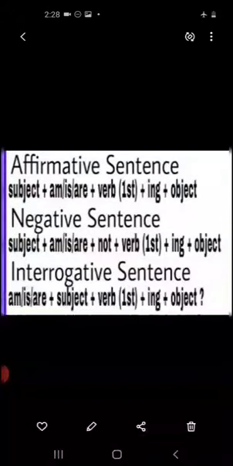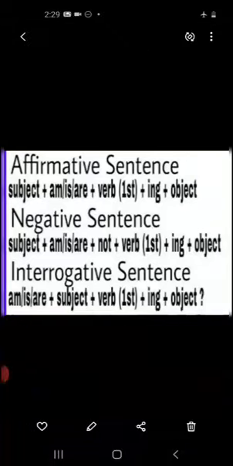To frame our affirmative sentence, we use is, am, are. Guys, in continuous tense we use helping verb is, am, are plus ing form. Alright, have a look at the structure. For affirmative, we write subject plus am, is, are plus first form, then ing, and then object.